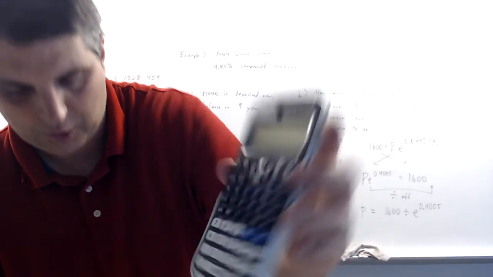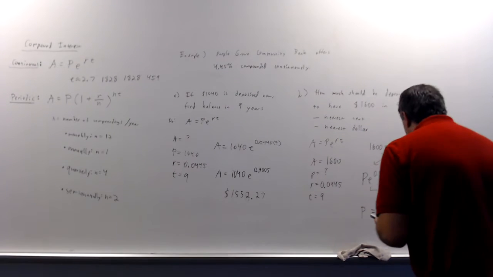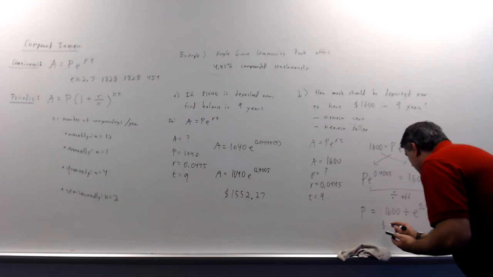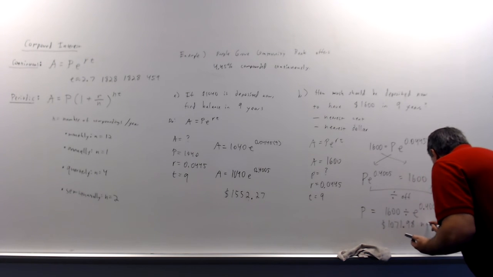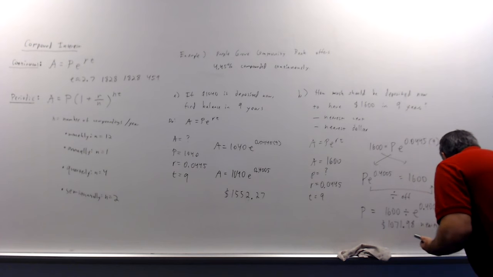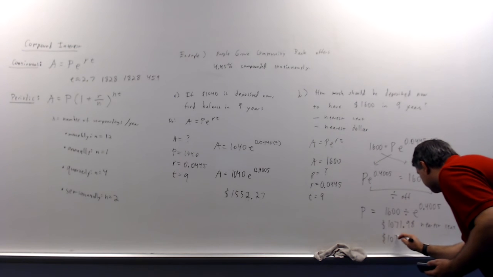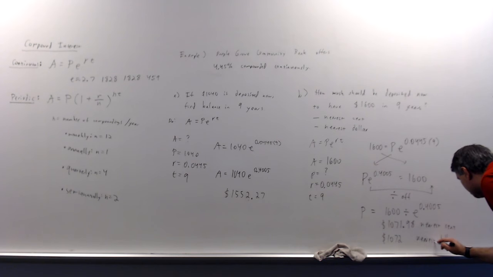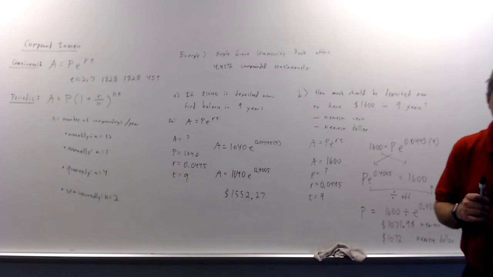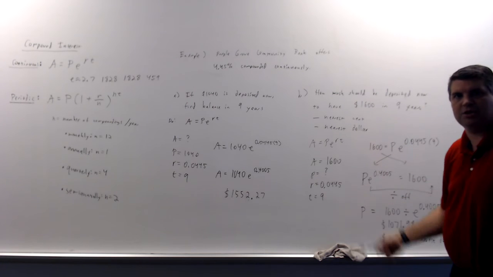Yeah, that looks better. Okay, hit enter or equal. Okay, so the nearest cent, that's going to be $1,071.98. The problem also said it wants the nearest dollar. So the nearest dollar, that is $1,072. Unless given reason to do otherwise, assume nearest cent.